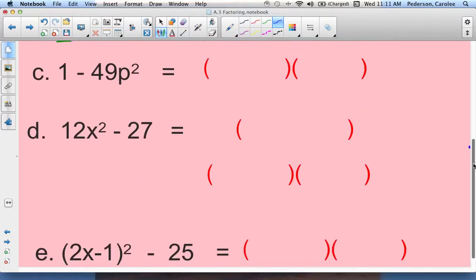Students sometimes forget about 1 as being a perfect. 1 times 1 is 1. 49 can be written as 7 times 7. P squared can be written as p times p. So your a term is now split up as 1 and 1. And your b term is 7p. So split up 7p, 7p, minus plus.